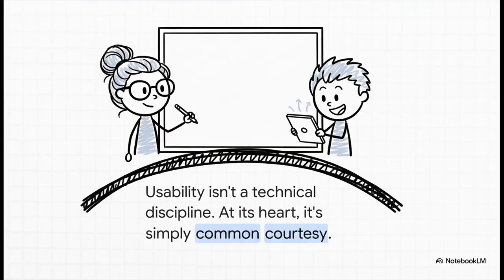You know, when you really get down to it, all of these rules and laws point to one simple, powerful idea. Making things easy to use isn't really a technical skill, it's just common courtesy. It's about having a little empathy, it's about remembering there's a real person on the other side of that screen, and just trying to be considerate of their time and their energy.